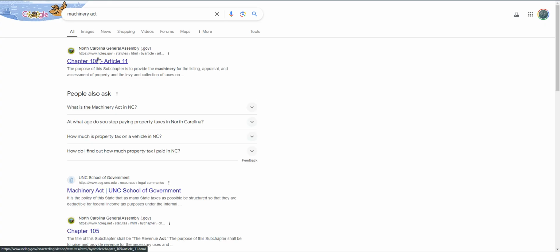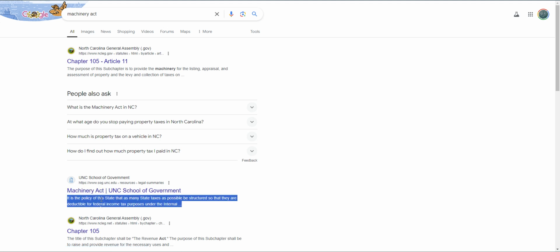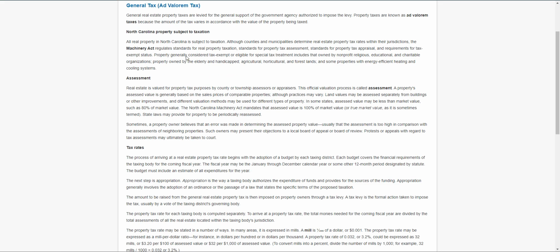What is the Machinery Act? It regulates standards for property tax assessment, standards for property tax appraisal, and requirements for tax exempt status.